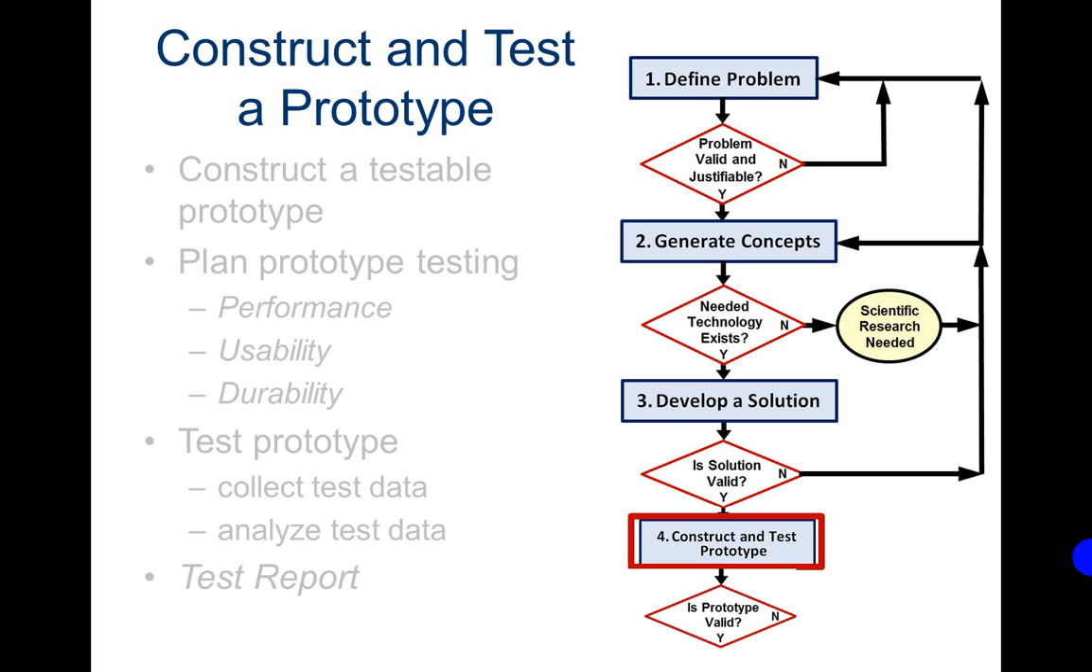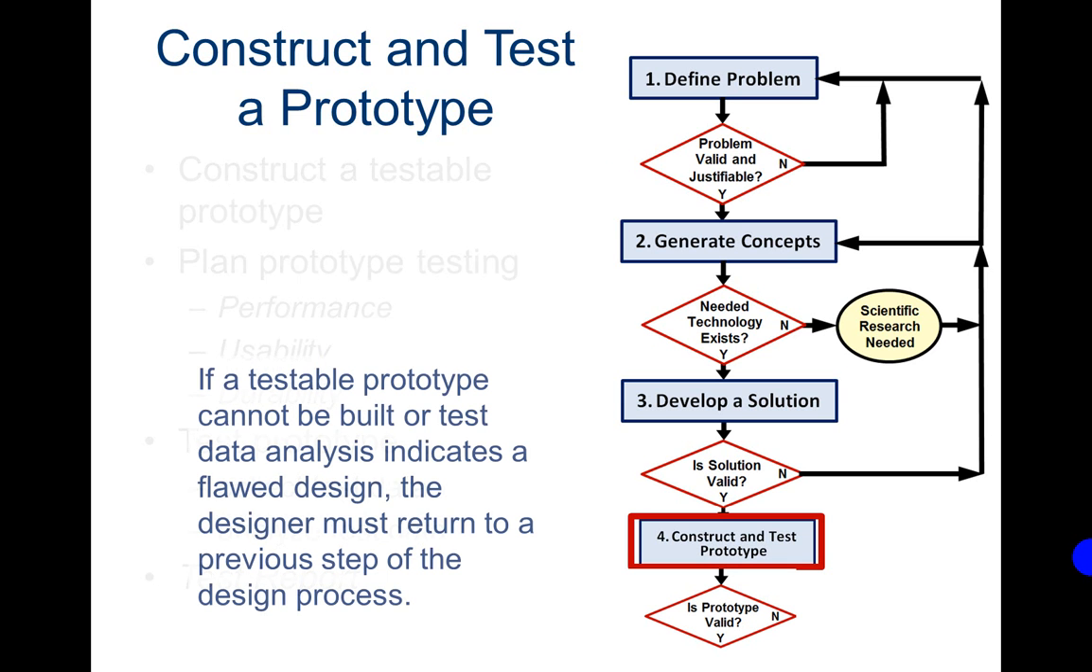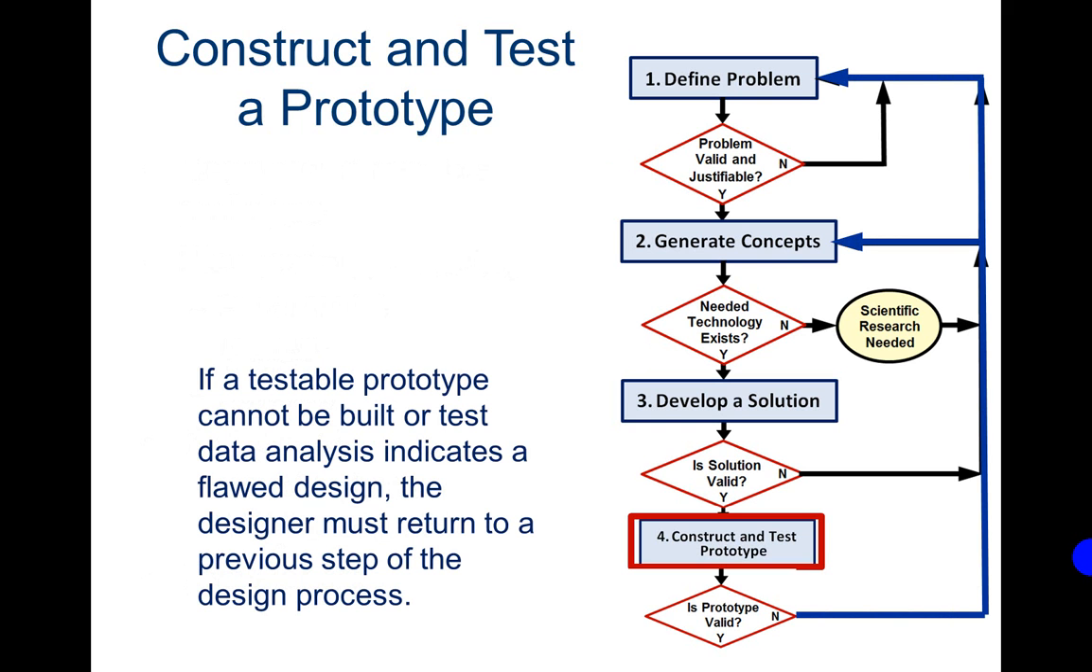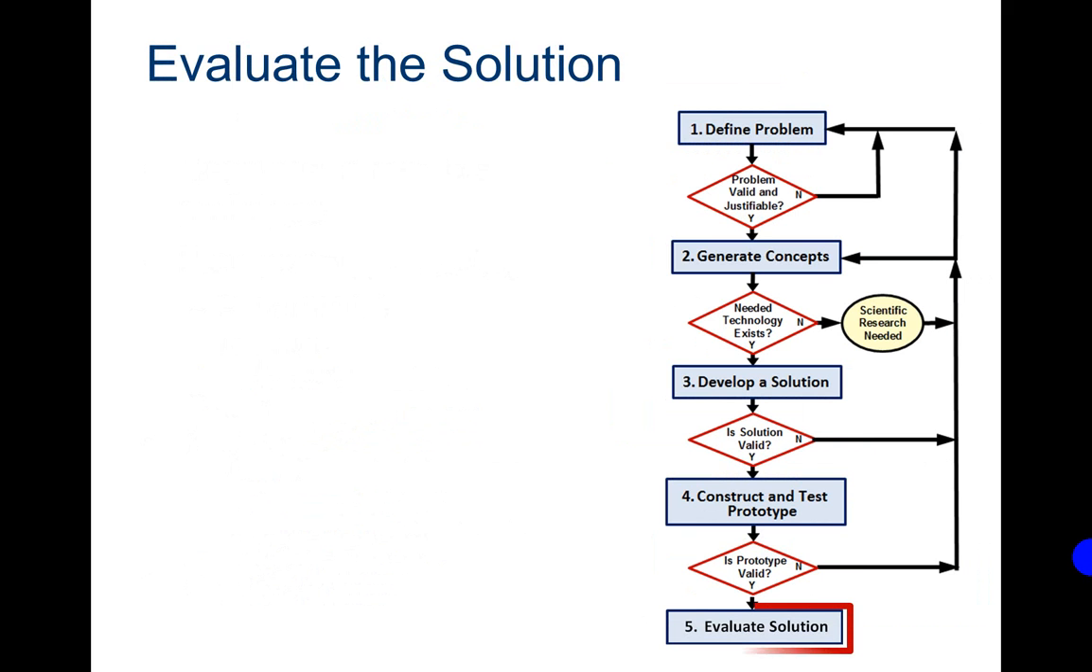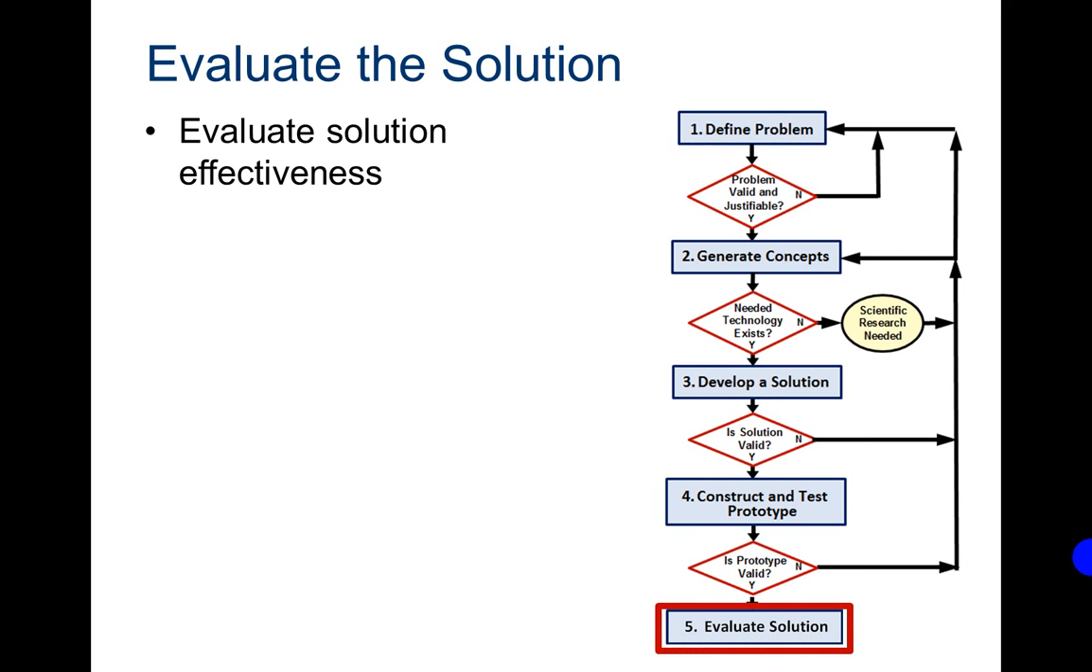At this point you need to decide, is the prototype valid? If a testable prototype cannot be built or test data analysis indicates a flawed design, the designer must return to a previous step of the design process. If it is valid, you'll move on to evaluate your solution.